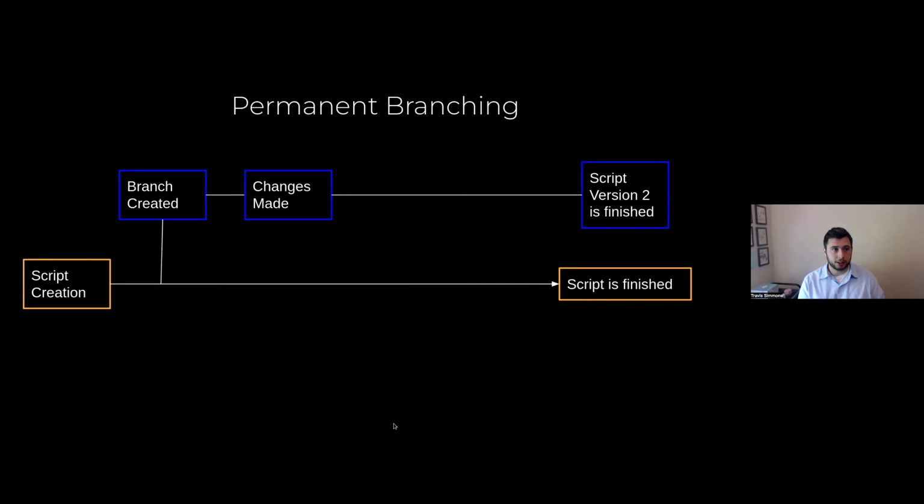Another style of branching is to create permanent branches. So if you had a script and you needed 2 different versions of it, you could make a branch, make your changes, and then never merge those scripts back together.